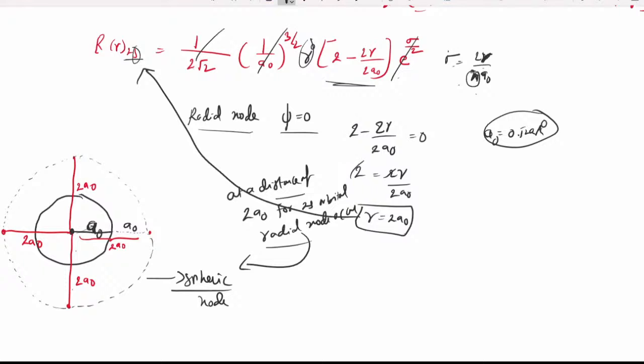At a distance of 2a naught around the nucleus, the electron density is 0. Before that and after that, electron density is present. Exactly at this point, electron density is 0, and that is called a radial node. Therefore, if I connect all these points, I get a sphere, so these radial nodes are also called spherical nodes. This is the proof I think you should get in your first year.